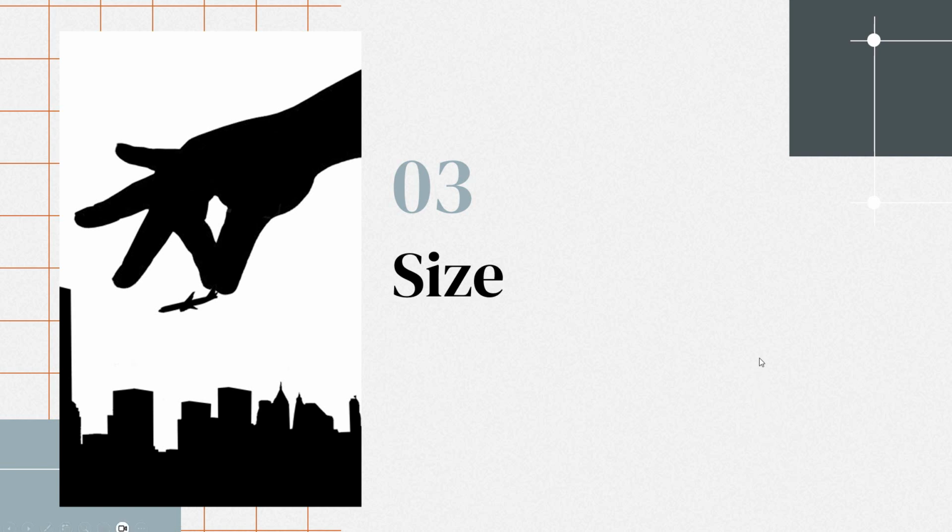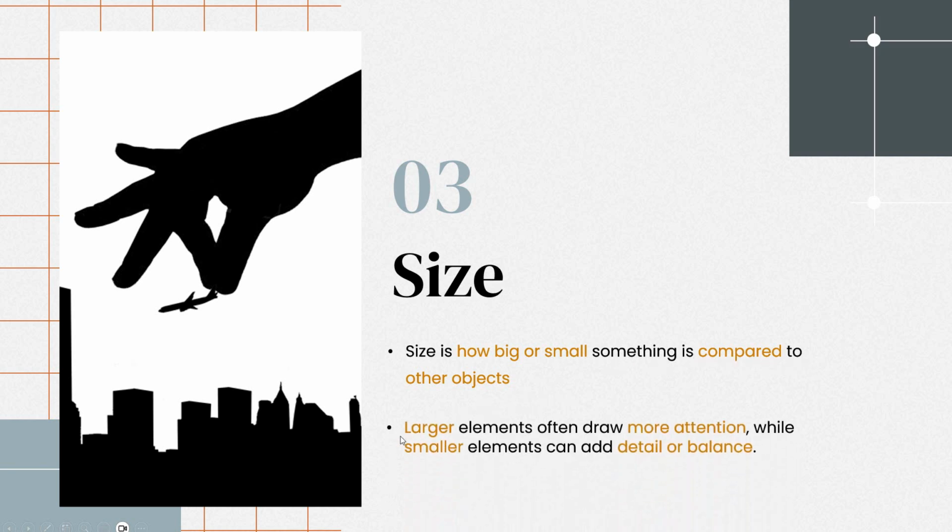The third element of design is size. Size is how big or small something is compared to other objects. Large elements often draw more attention, while smaller elements can add detail or balance. If you look at this hand, is it big or small? You can clearly see that it is a big hand. How do we know that it is very huge? Because we compare it with the airplane here and also the buildings over there. So we can understand that this hand is very big.